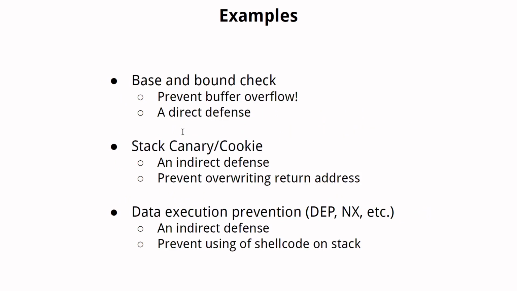One example of a direct approach is something called the base and bound check approach. This can actually prevent buffer overflow. Some of you have probably heard of new programming languages, something like Rust. Rust doesn't really use this kind of approach. Rust uses other approaches to eliminate buffer overflow, and that happens at compile time. That's why Rust is taking over the world. It's fast, it's secure.